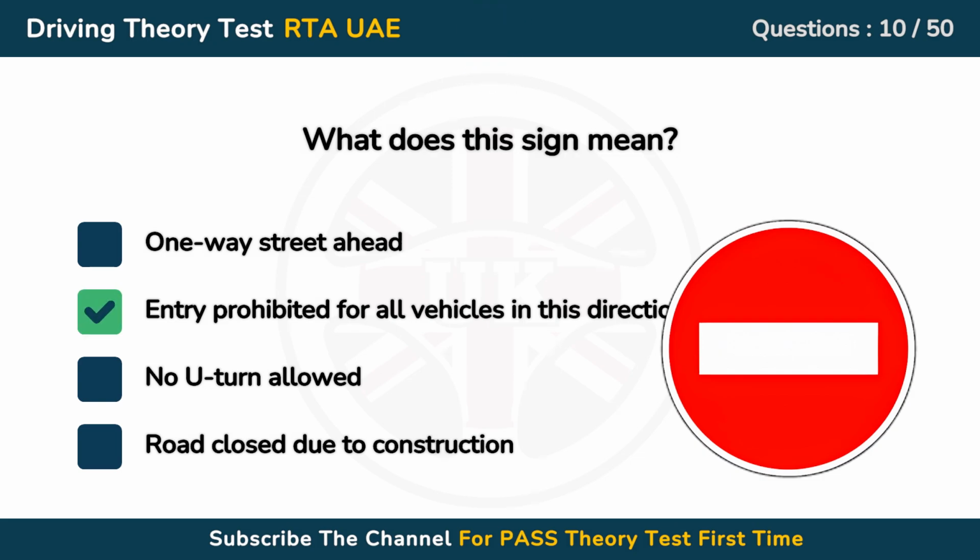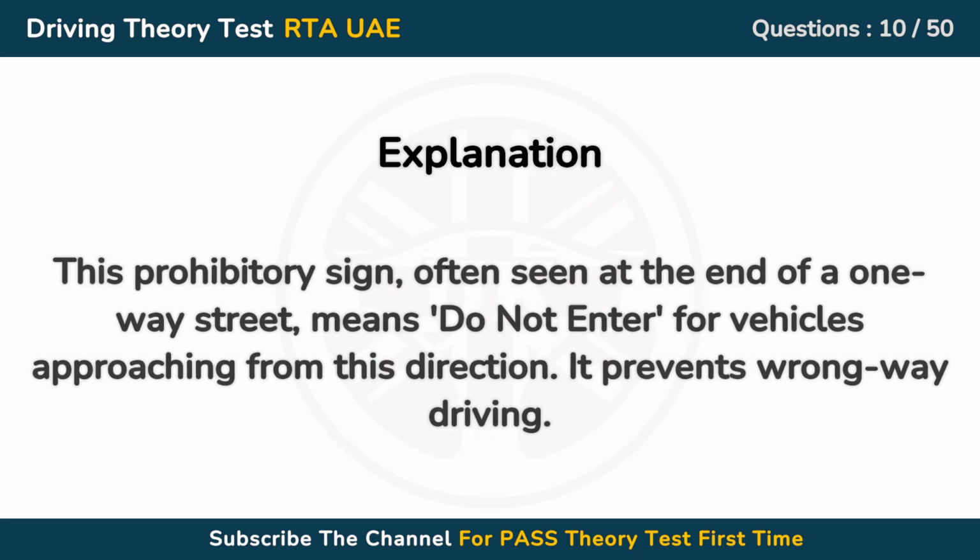Answer is B. Entry prohibited for all vehicles in this direction. This prohibitory sign, often seen at the end of a one-way street, means do not enter for vehicles approaching from this direction. It prevents driving against traffic.